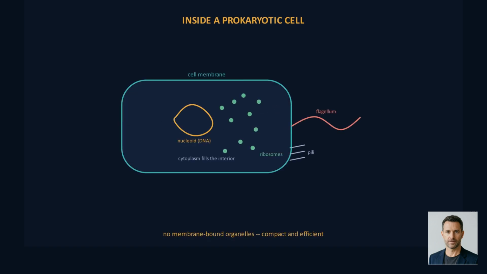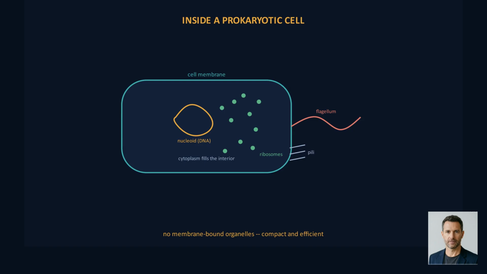Strip a cell down to its essentials and 4 features remain. A cell membrane wraps and contains it. Its genetic material sits loose in a region called the nucleoid, not bound inside a nucleus. The interior is filled with cytoplasm. And studded throughout are ribosomes, the machines that build proteins. What a prokaryote lacks is just as telling: there are no membrane-bound organelles inside.